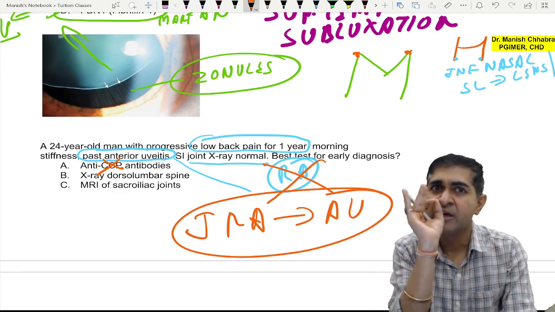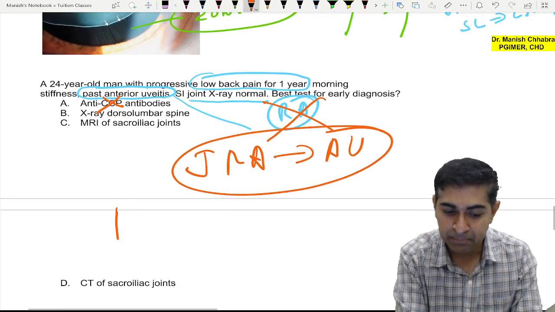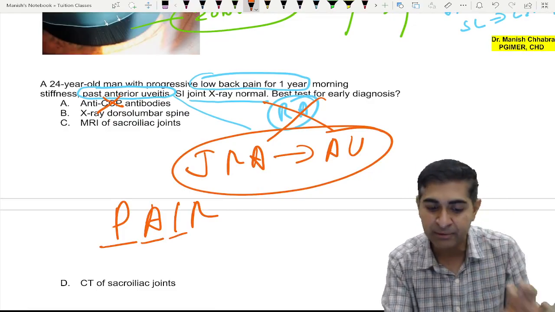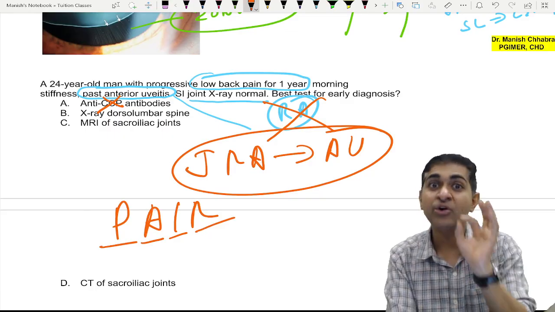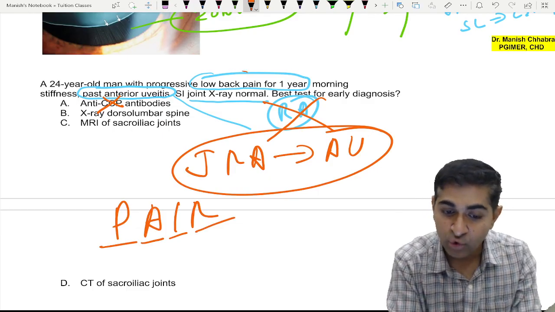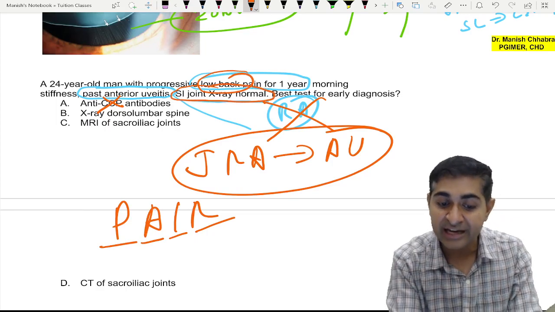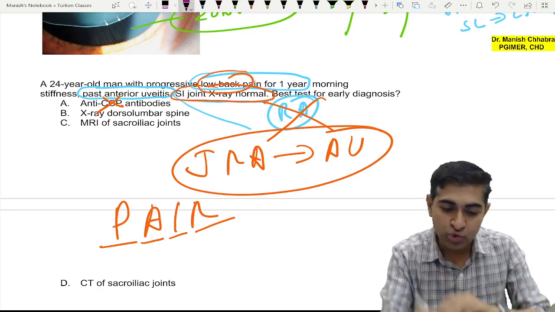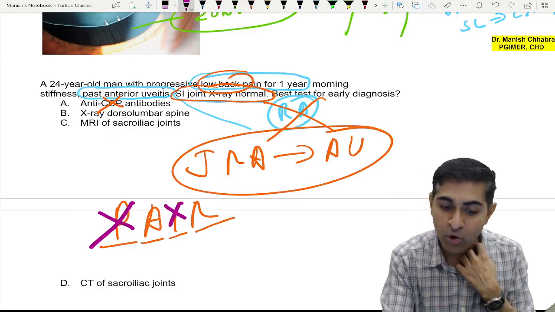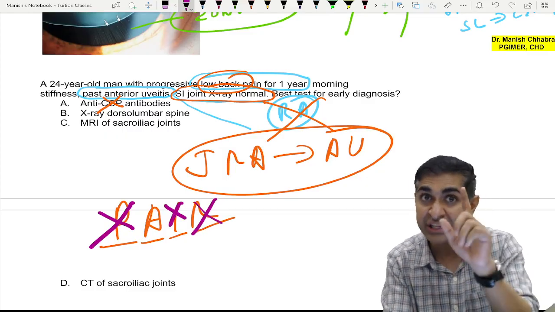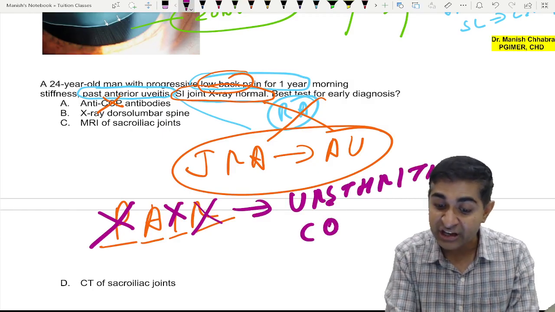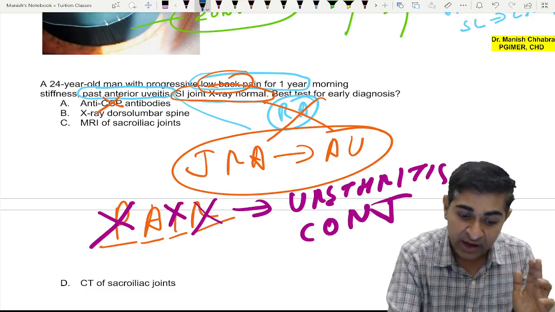But which arthritis can be associated? Remember, PAIR. P is psoriasis, A for ankylosing spondylitis, I for inflammatory bowel disease, R for reactive arthritis or Reiter's disease. So these four can cause anterior uveitis, but they are talking of low back pain and sacroiliac joint x-ray is normal. There is no mention of any psoriatic lesions. There is no mention of any ulcerative colitis or Crohn's disease features. There is no mention of Reiter's disease, because Reiter's disease has reactive arthritis and is also associated with urethritis, conjunctivitis. There is no such association. So we will think of ankylosing spondylitis.